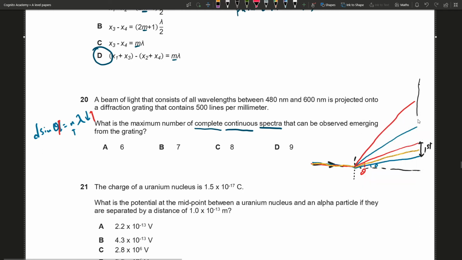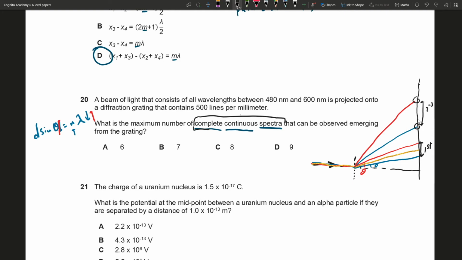Alright, so for our second order over here, we are essentially asked how many complete spectrums can we observe emerging from the grating. So complete means that it has to contain all the colors from 480 nanometers to 600 nanometers.